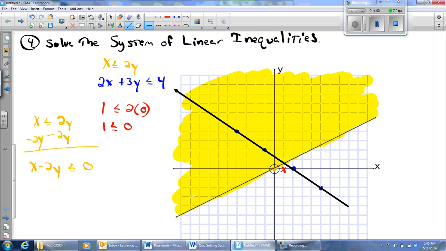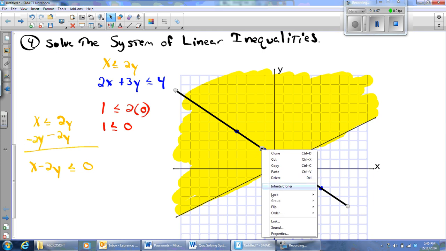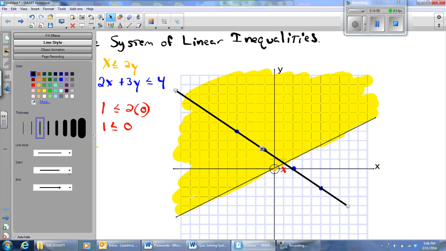Okay, again, it's going to be a solid line. How do I know? Because it says equal to. If it only said less than or greater than, it would not be a solid line. And we're going to put an arrowhead on that, and we're going to make it nice and thin. And I'm going to change that to blue.